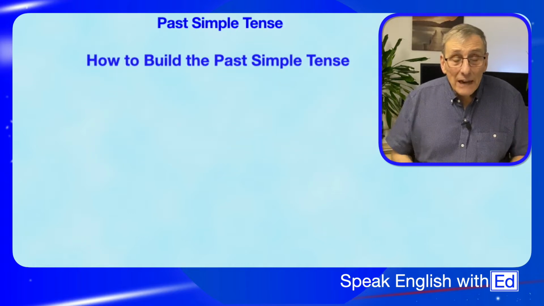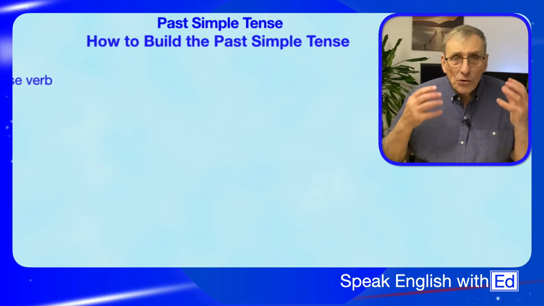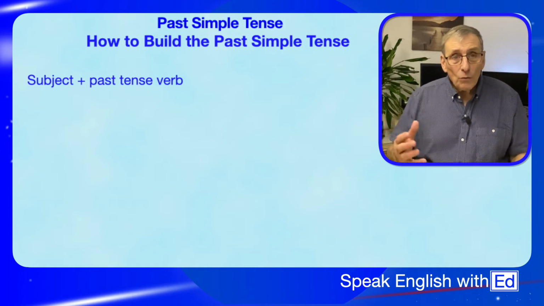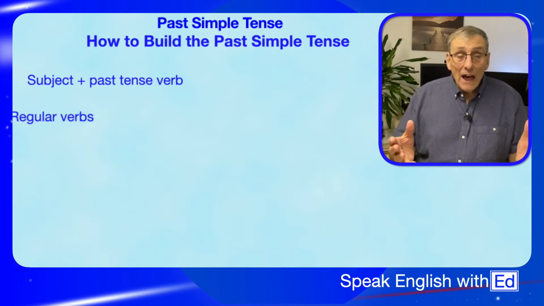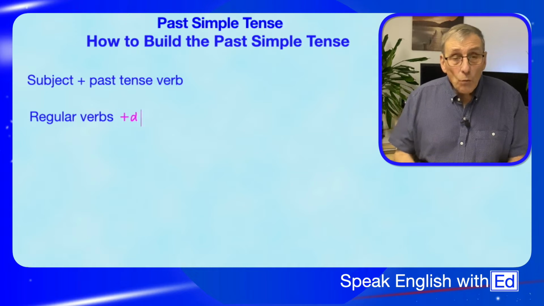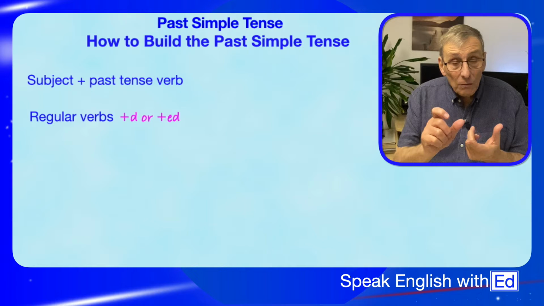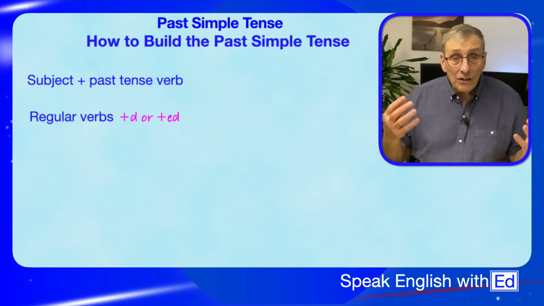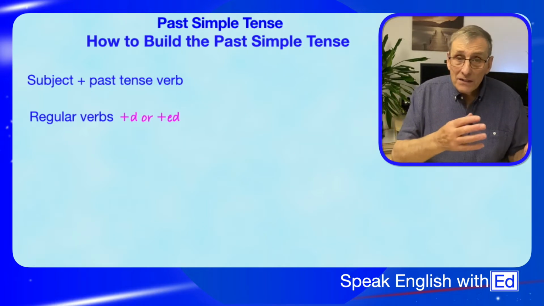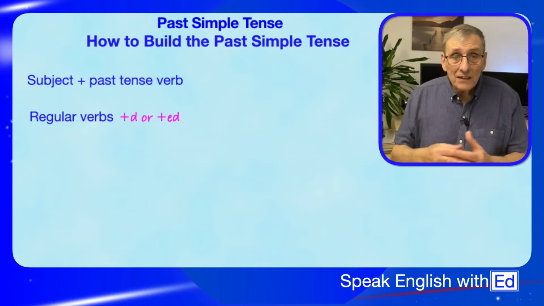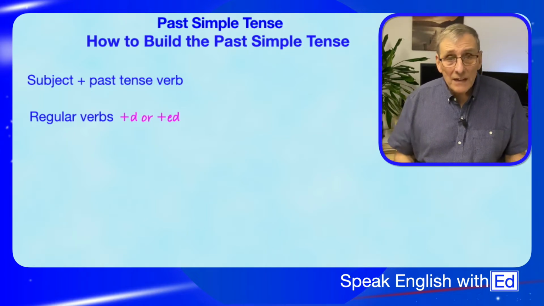So now for the fun bit, how to build a tense. You need a subject plus a past tense verb. What do we mean? First of all, how do you make the past tense? Well, with a regular verb, you take the base verb and you add a d or an ed. If the verb ends in an e, you add a d. If it doesn't, add ed to the verb and you've got the past tense.